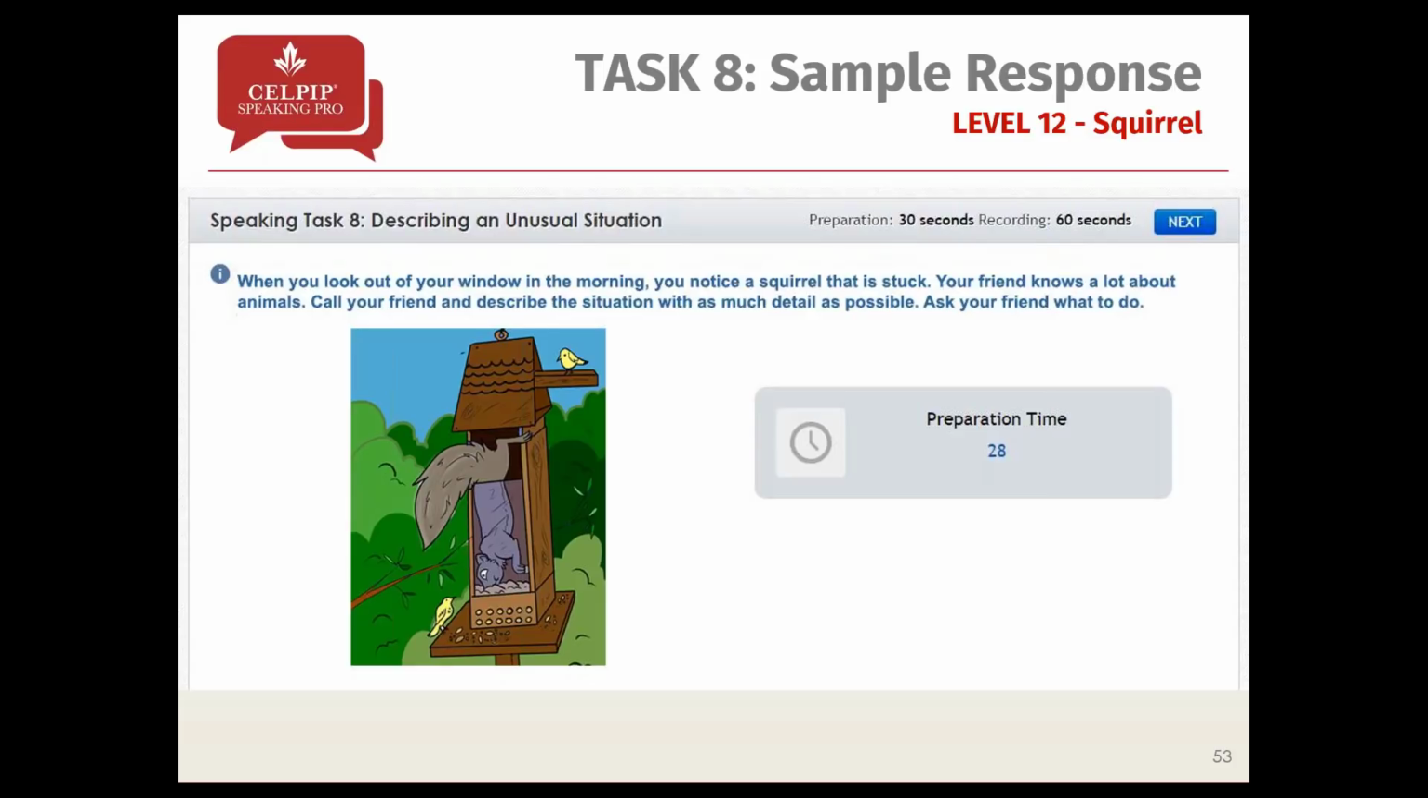Just send me any comments while I get this lined up, and then I'm going to play you this final response and give you some strategies, and you can get on your way. Yeah, it is a little hard, isn't it? Okay, so I have a level 12 test taker for you now. Please listen and see how he tackles this one.